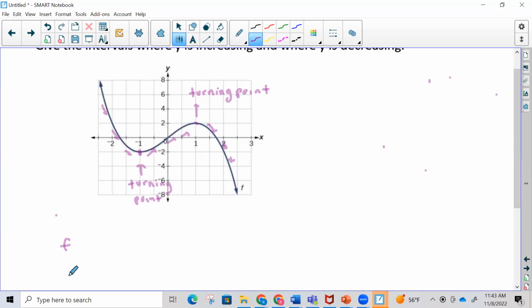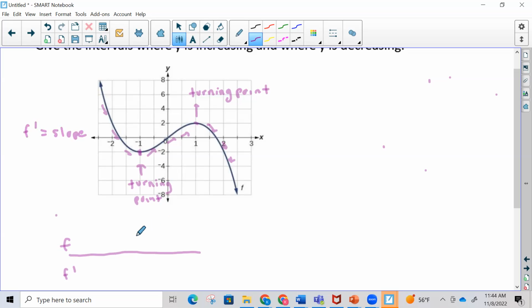So we're going to talk about f, and then what does that mean for f prime? So when my function is decreasing, we know that the slope is therefore negative. It's going down. And remember, the derivative is considered the slope of the graph at that point, or the slope of the tangent line.